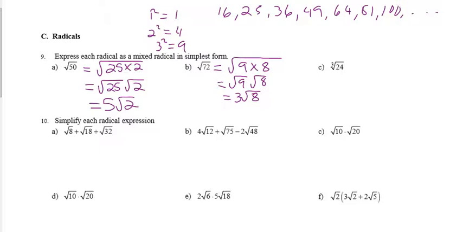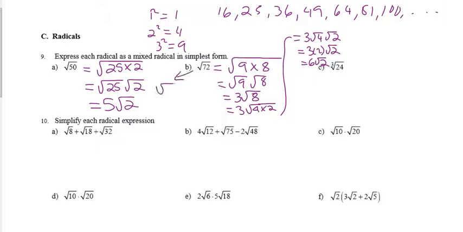At which point you have to say, okay, am I done? Well, I'm done as long as there's no perfect square that goes into 8. But wait a sec, 4 goes into 8. So it's really 6 root 2. Because somebody else doing this might have said, it's the root of 36 times 2, which is root 36 root 2, which is 6 root 2. The answer is 6 root 2.